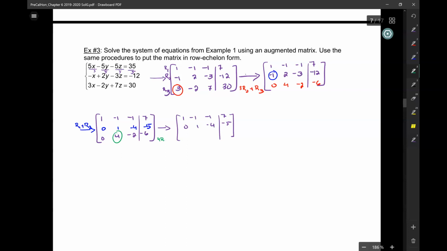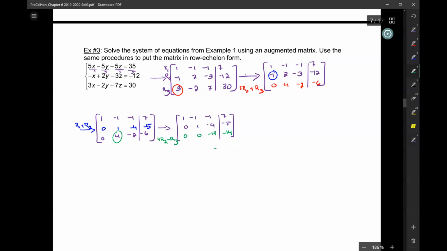4R2 minus R3. 0, 0. And then, so that's what? Negative 16 plus 2, negative 14. Is that right? And then here I have negative 20 plus 6, negative 14.